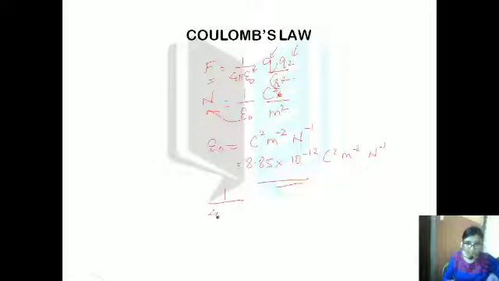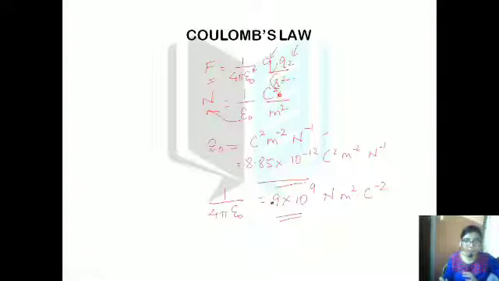You can calculate this value and find out that 1 by 4 pi epsilon naught is 9 into 10 to the power 9. So we can directly put this value when we are solving the numericals. And its unit is the inverse of this, that is Newton meter square per coulomb square. This is Coulomb's law. I hope I am clear.